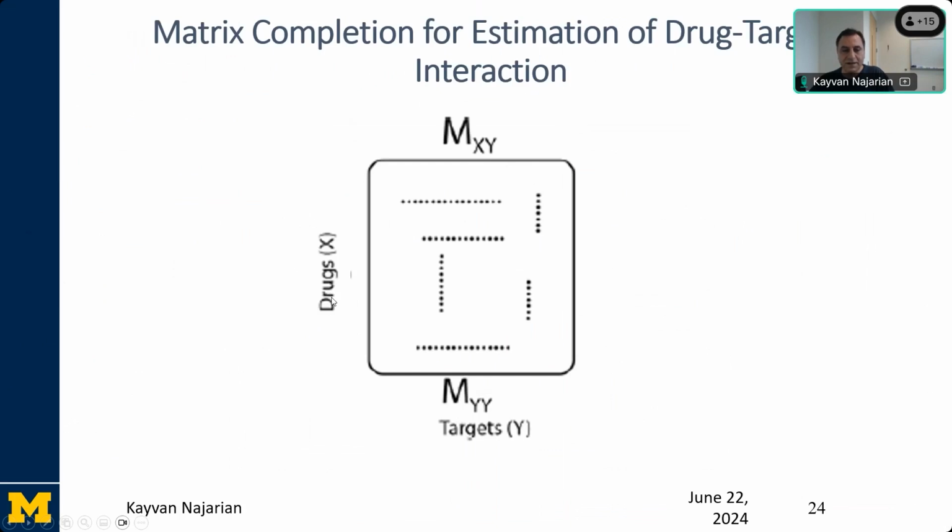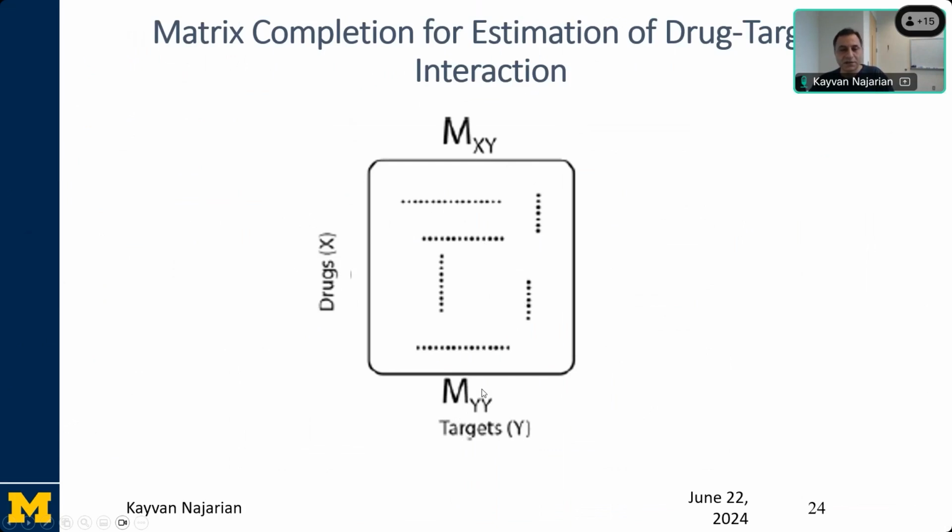So let's say we are trying to identify interaction between drugs and targets. Many drugs are tested only against a few targets, and many targets are tested only against a few drugs. In other words, if you make a matrix of drug and target interaction, this matrix will be very, very sparse. We have tested in the lab only interaction between some drugs and some targets.